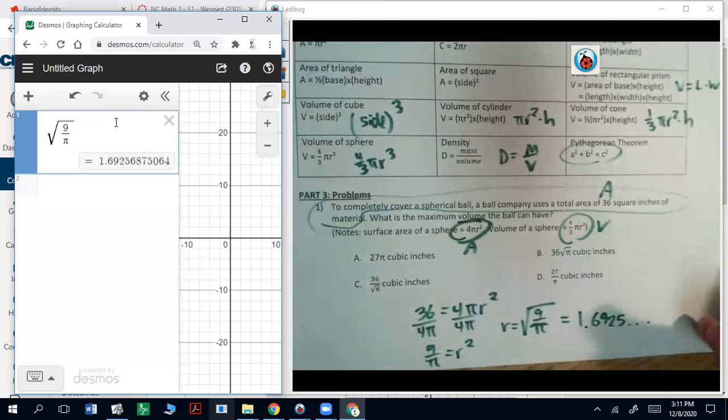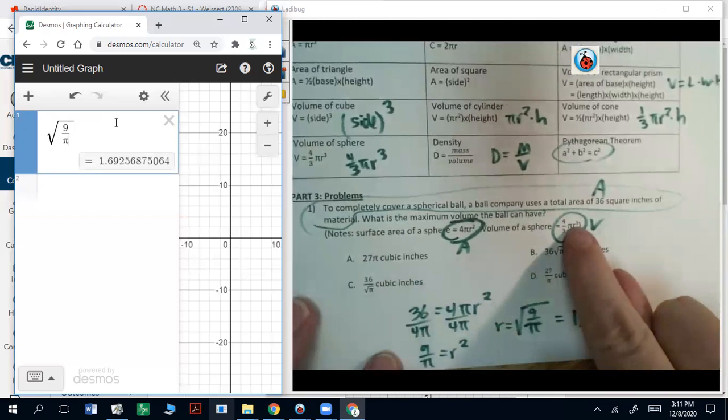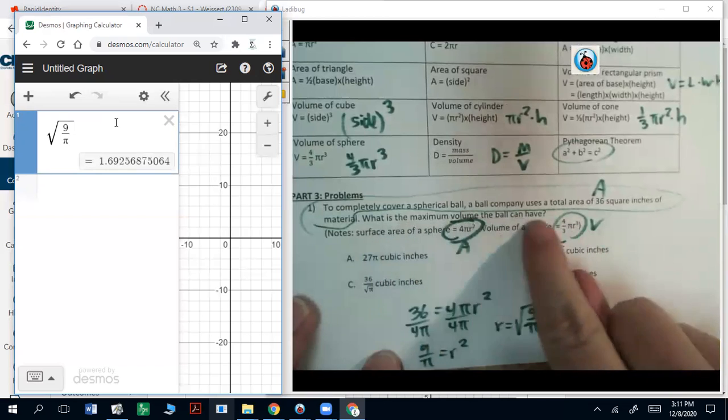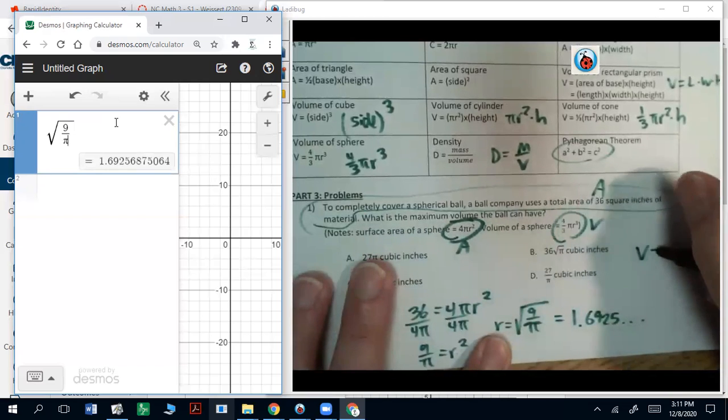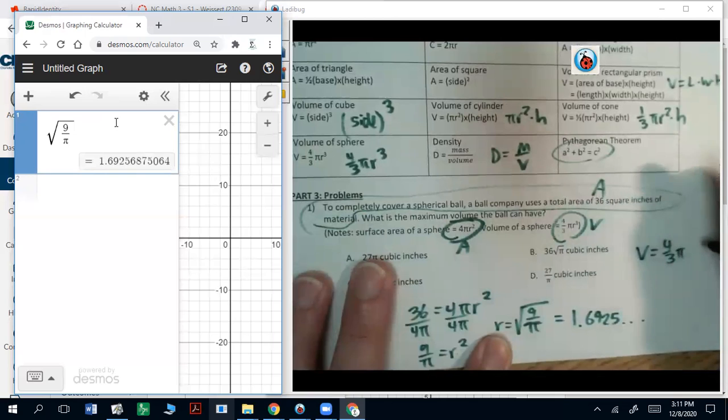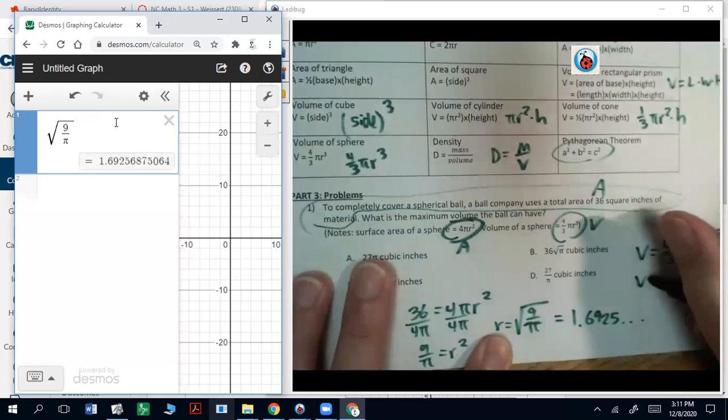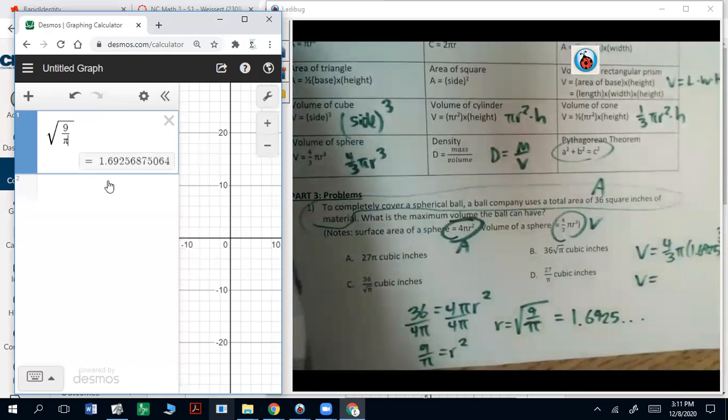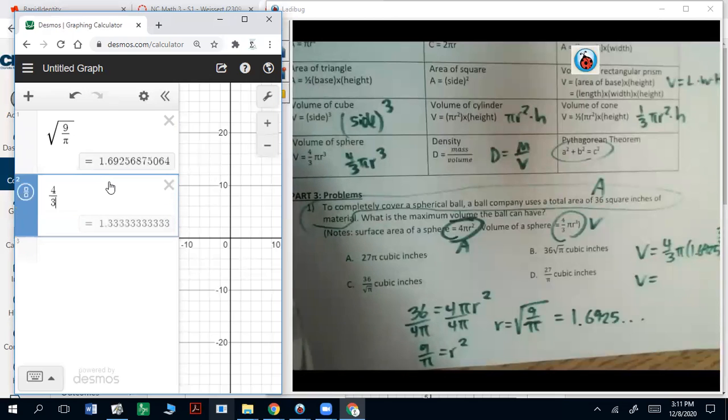But now that we have our radius, we can go ahead and plug that into the volume formula. So it says, what's the maximum volume of the ball? So the volume is going to be 4/3 pi times that 1.6925 to the 3rd power. And as a decimal, that's going to give you, let's see, 4 divided by 3 pi, 1.69. I would go out at least 4 spots. You can go out as far as you want. Raised to the 3rd power.